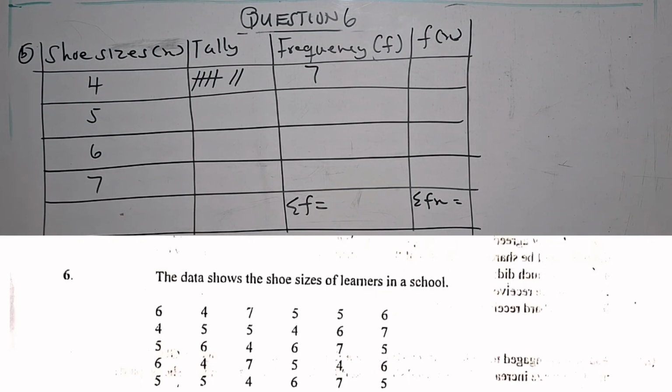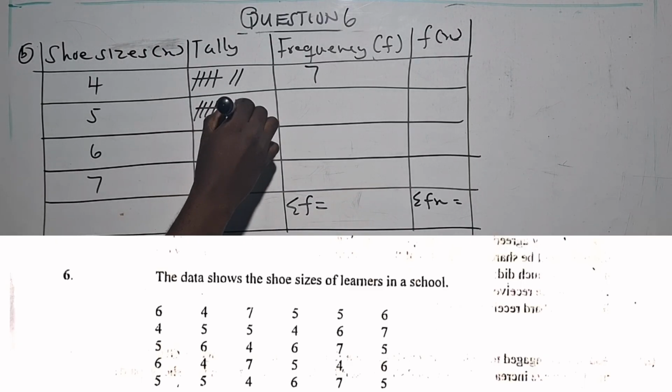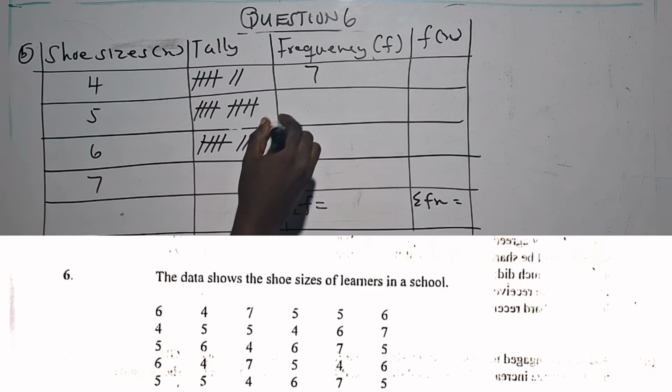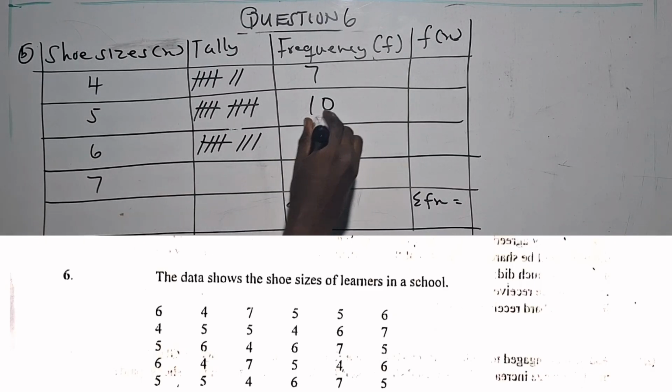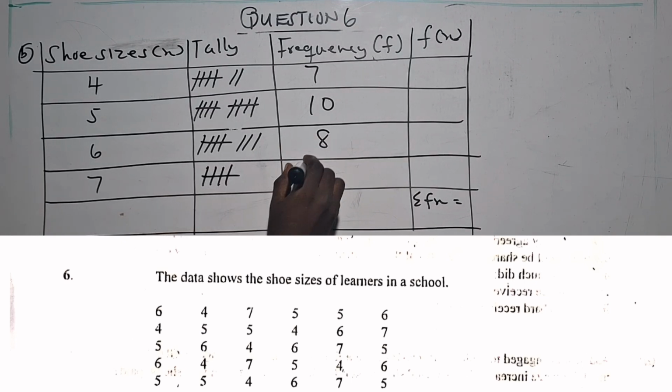When you look at 5, they are 10. So 1, 2, 3, 4, 5, and 1, 2, 3, 4, 5. We cross them in 5s. We slant 4, the fifth one, we cross it. So the 6 were 8: 1, 2, 3, 4, 5, 6, 7, 8. So this is 10, this is 8, and the 7 was 5. So 1, 2, 3, 4, 5.